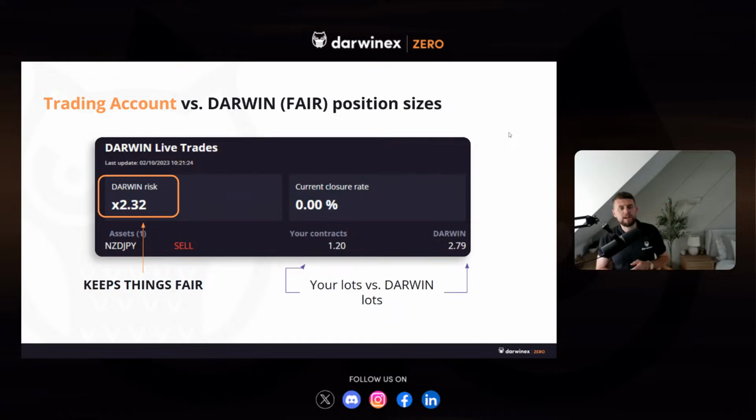The current closure rate shows how much of the position that the risk engine has closed. Now, the risk engine can close certain amounts of your position. It doesn't do it often, but what it does is it measures your deleverage, which I'm not going to get into now.